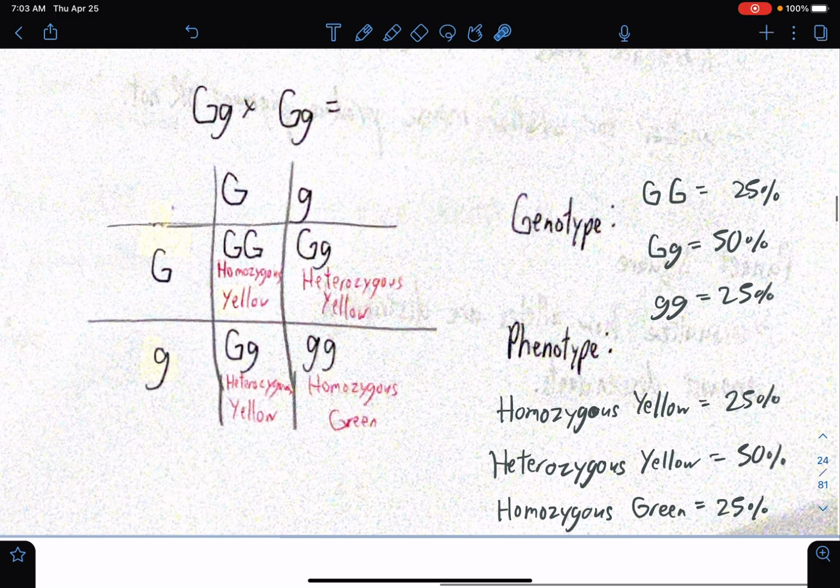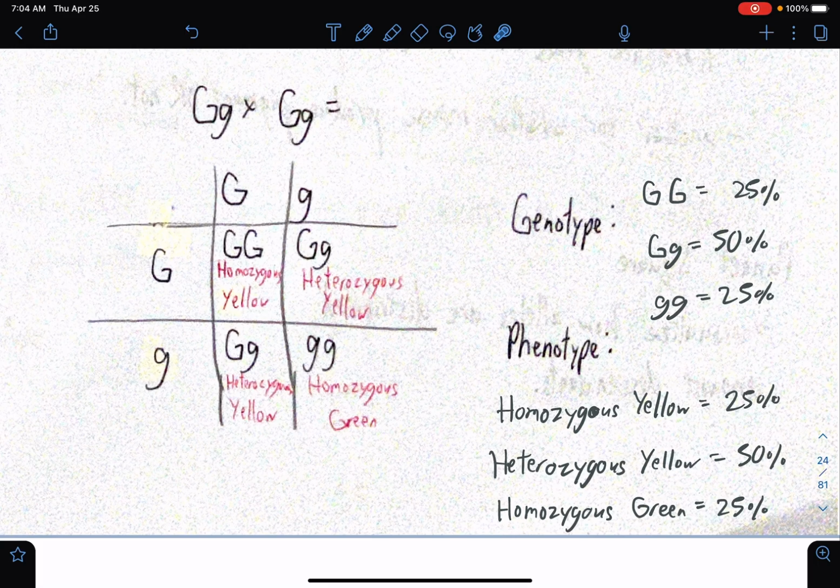So this time we'll be crossing 2 heterozygous yellow species. So what would be the outcome? Generally, we have 2 capital G's here, 1 heterozygous here, another heterozygous there, and a homozygous green here. So 75% is yellow and 25% is green.